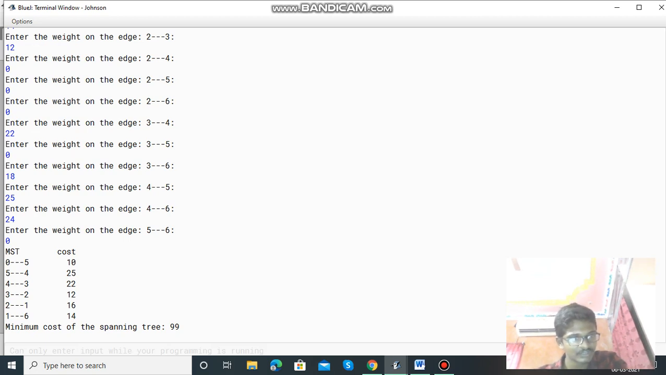Then the minimum cost MST: 0 to 5 cost 10, 5 to 4 cost 25, 4 to 3 cost 22, 3 to 2 cost 12, 2 to 1 cost 16, 1 to 6 cost 14. The minimum cost of the spanning tree is a total of 99, hence proved.